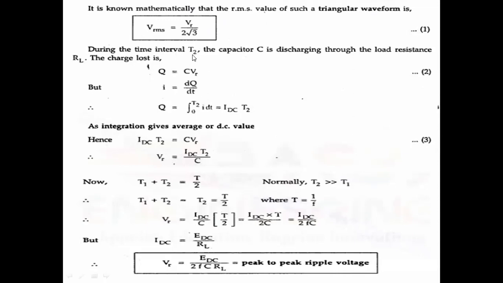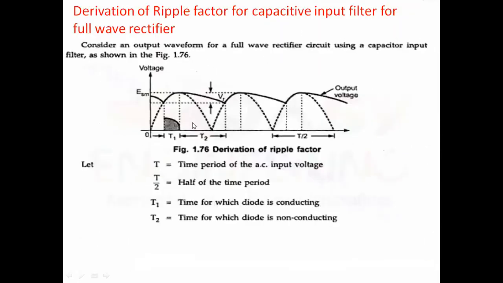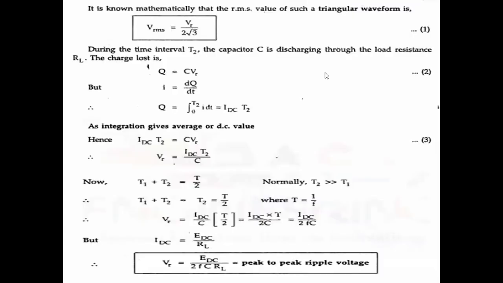During the time interval T2, the capacitor C is discharging through the load resistance RL. At that moment the capacitor is losing its charge. The charge lost is obtained as Q is equal to C into VR. In general form, Q is equal to CV, where V here is the peak to peak ripple voltage.